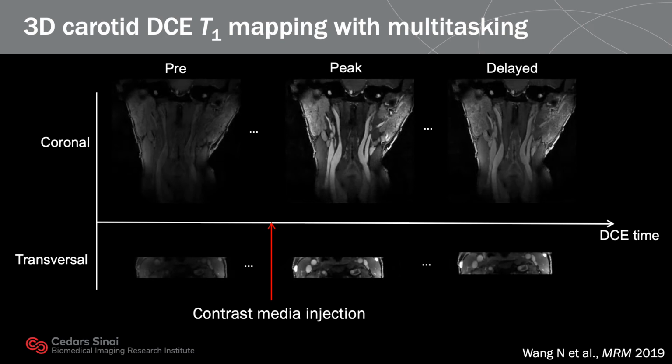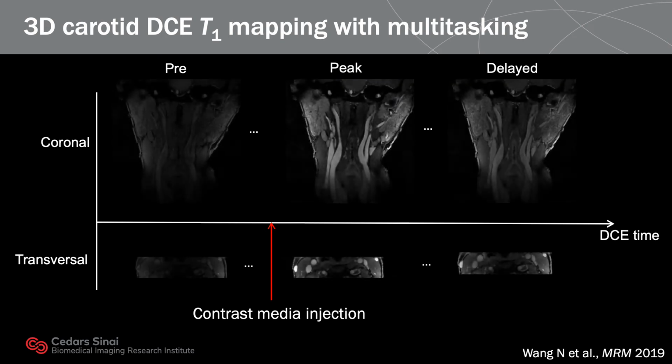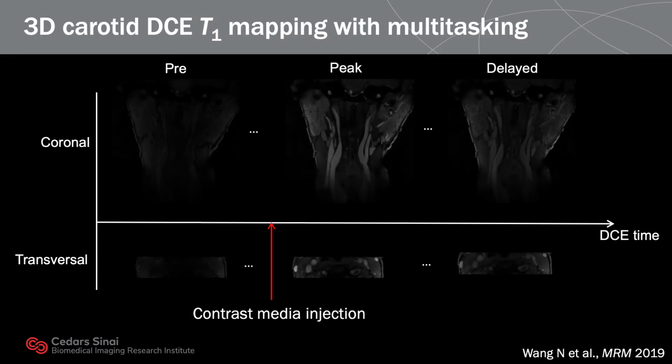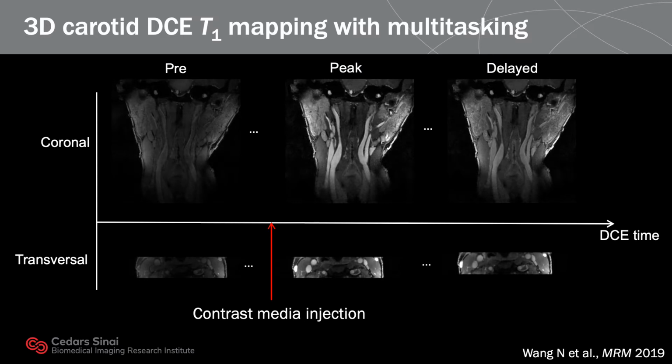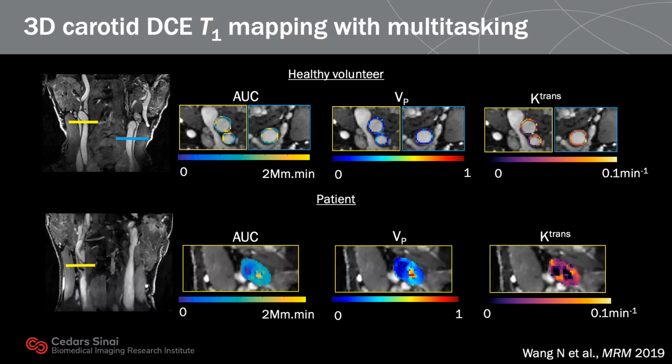Nian and Yibin also performed DCE imaging to assess vascularity of the carotid wall. Multitasking allows 1-second temporal resolution and 3D imaging of the entire carotid artery, which has not been possible using conventional techniques. We can then quantify kinetic parameters such as Ktrans, Vp, AUC in healthy volunteers and patients.